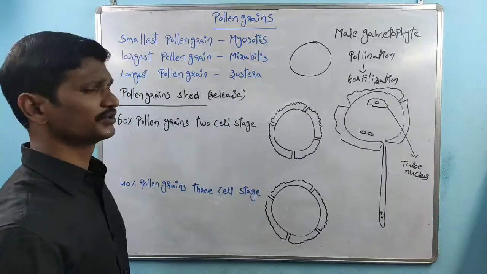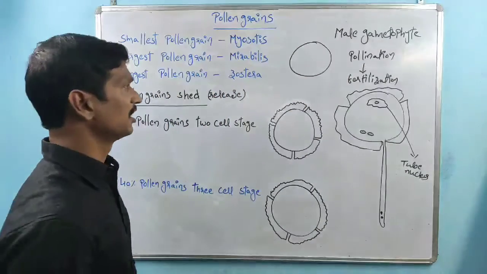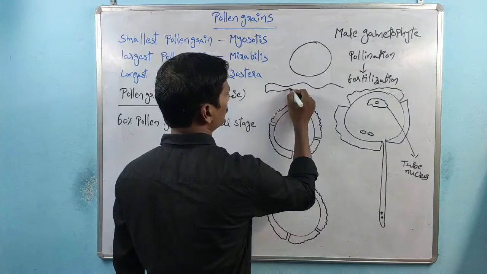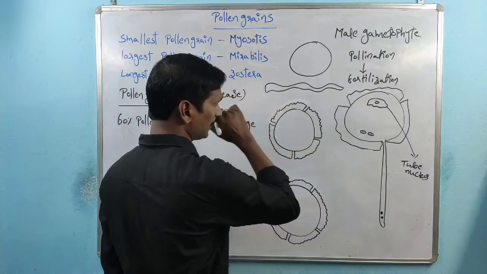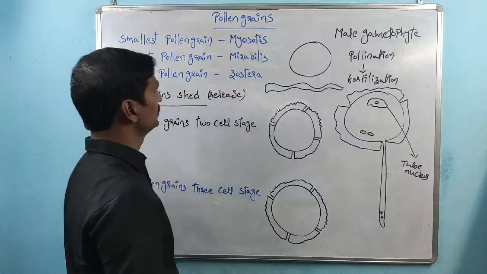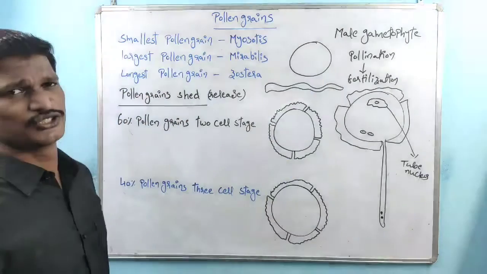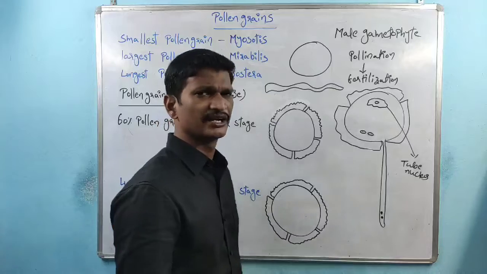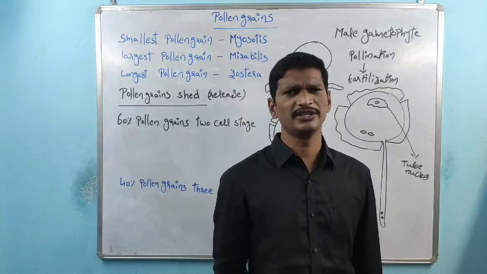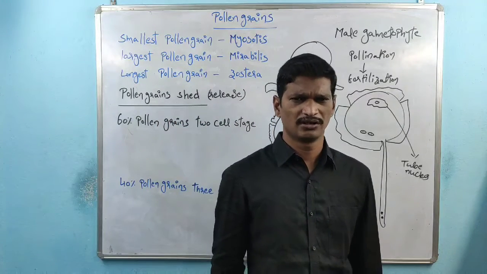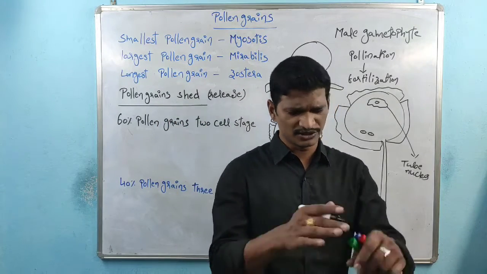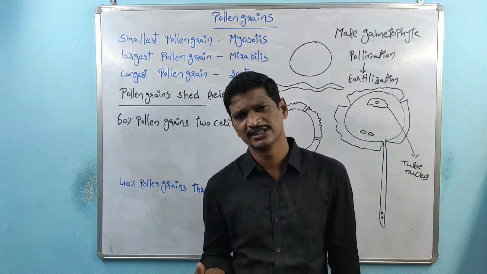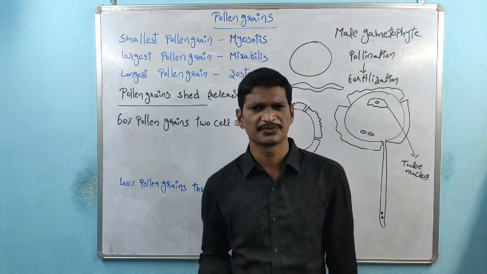Right? And coming to the next one, the longest pollen grain. Longest pollen grain means here the length is very long and it has a ribbon shape. The longest pollen grain is Zostera. Actually, the plant is a hydrophyte, which grows under the water. Means there is a river, and the plant roots are attached to the bottom soil.